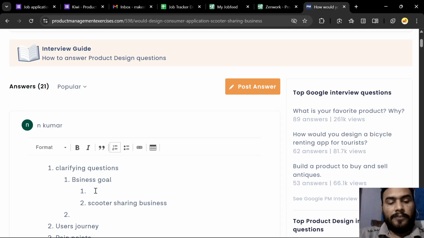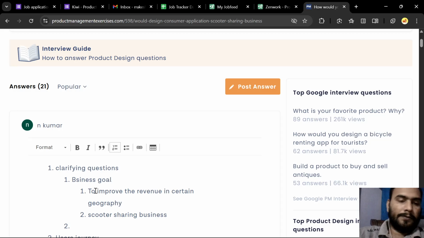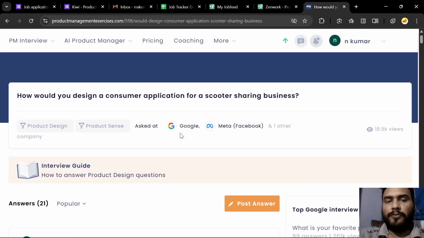So let us say that the business goal is to improve the revenue in a certain geography. So that is our business goal, and we are looking to launch a new business. And also, one key aspect of this is deciding who we are when we say that we are to start or design a consumer application for a scooter sharing business.